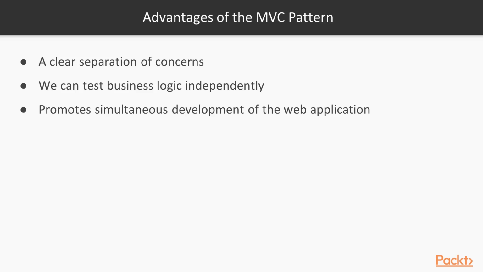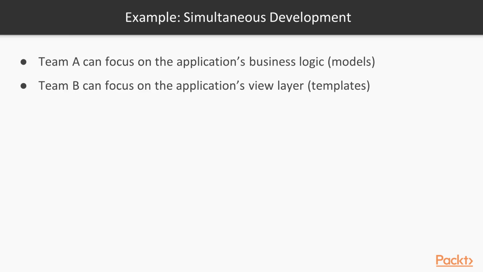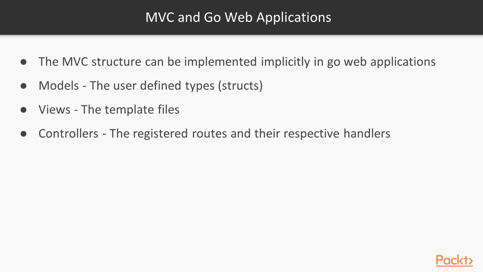And we also have the advantage where now we can have simultaneous development. Many developers can work on different areas of the project in a parallel manner. For example, we can have one set of developers who are involved with the business logic and the focus of the models, and we can have another set of developers who are interested in the appearance of the application and are focused on the view portion of the application.